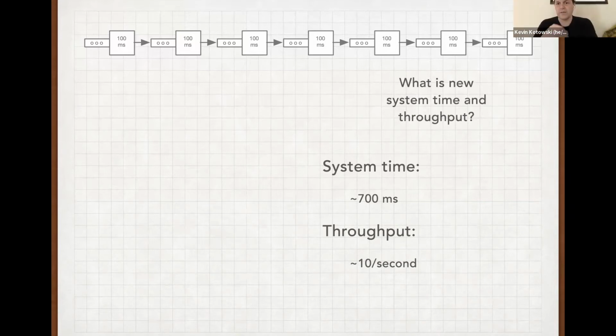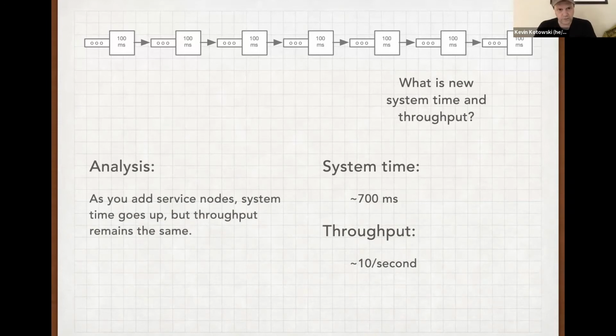They have to go through all the lines, all the processing, and the exit rate for the entire system. Nobody is overwhelmed or starved, so the exit rate is going to remain consistent, and you're going to have customers leaving the system 10 per second because it's processing every 100 milliseconds. So as you add service nodes, the system time goes up, but throughput remains the same.